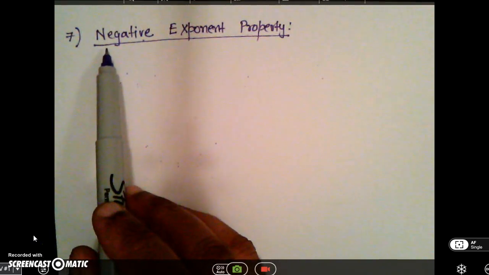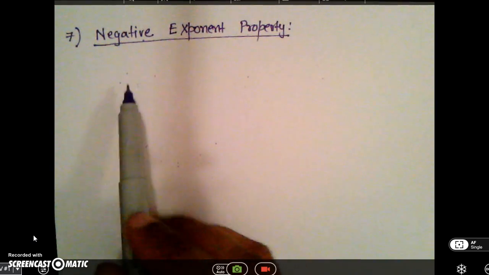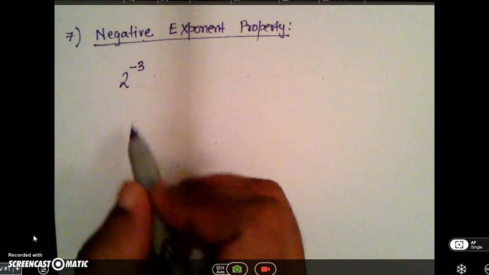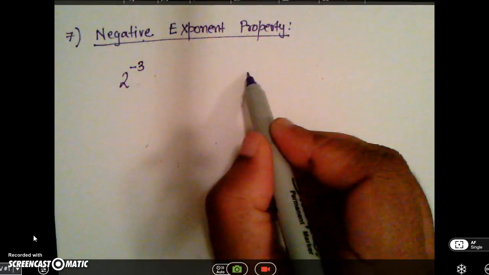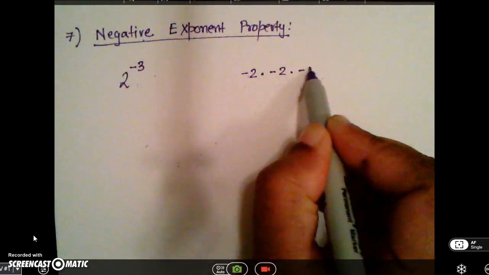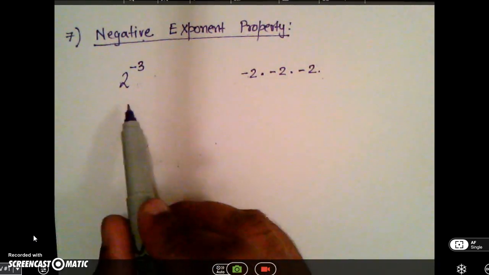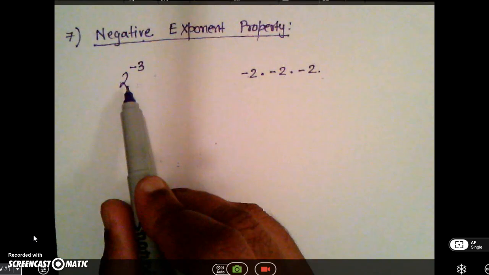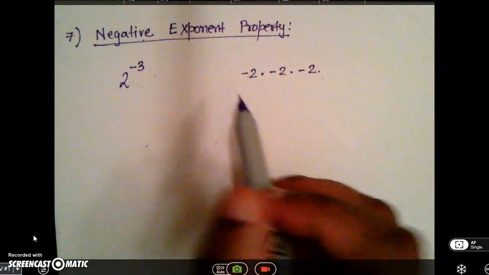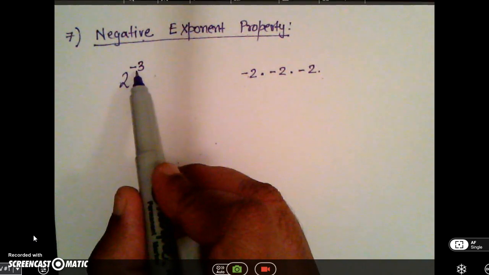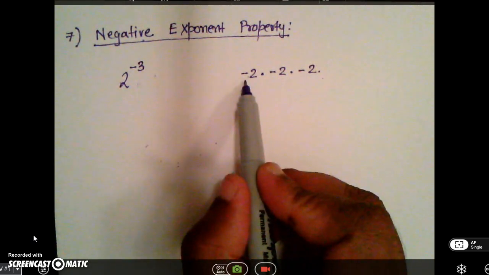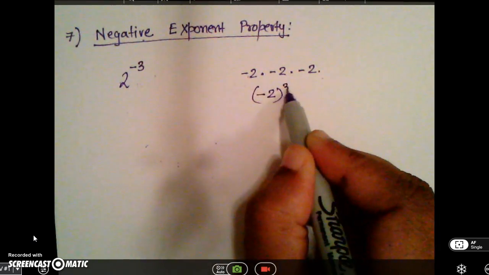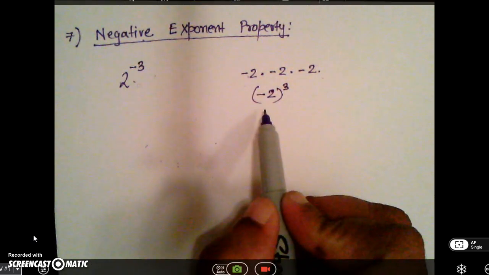The last property we are going to look at is the negative exponent property. Say I have 2 to the power of negative 3. Some of you might think 2 to the power of negative 3 is negative 2 times negative 2 times negative 2. As you can see, my base is not negative 2. My base is 2. I cannot multiply 2 negative 3 times. It's not possible. So as long as I keep the negative exponent, I cannot figure out what that value is. So negative 2 times negative 2 times negative 2 is not 2 to the power of negative 3. It is negative 2 to the power of 3.